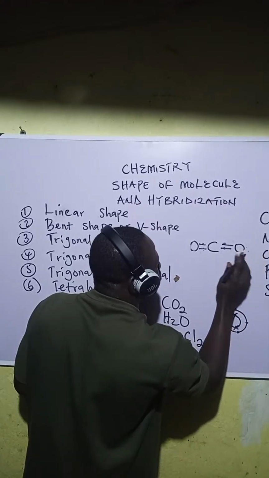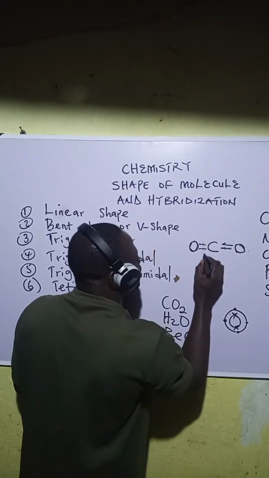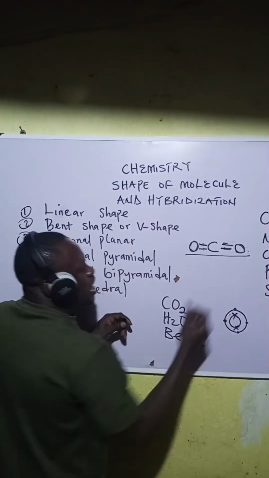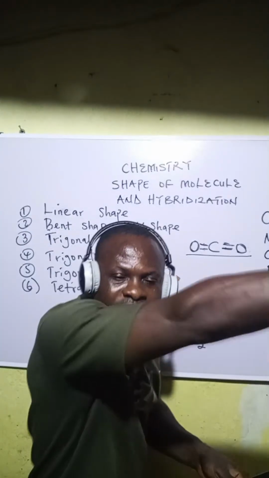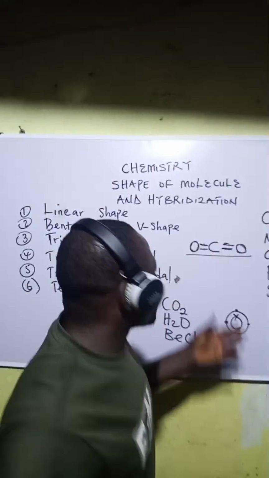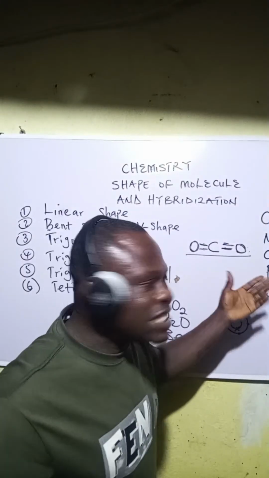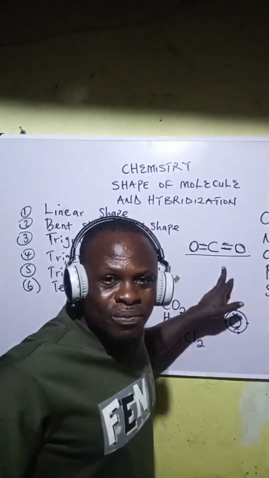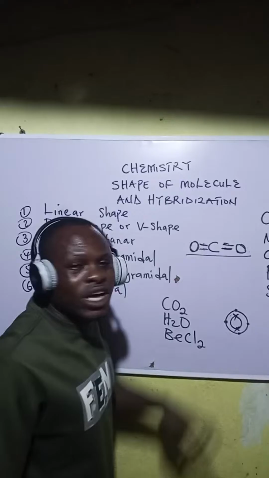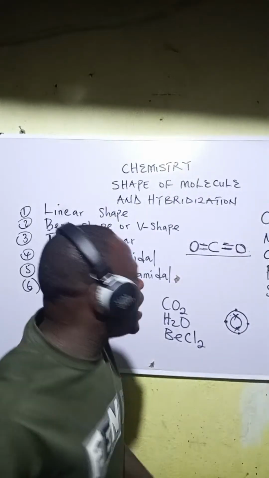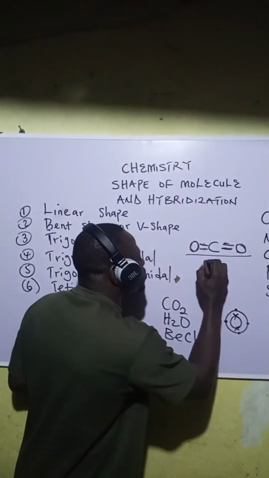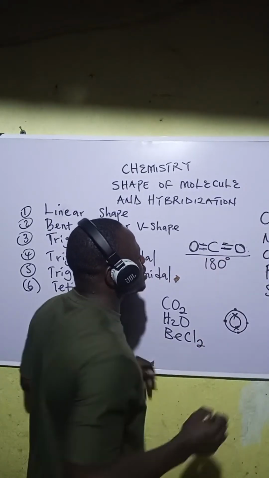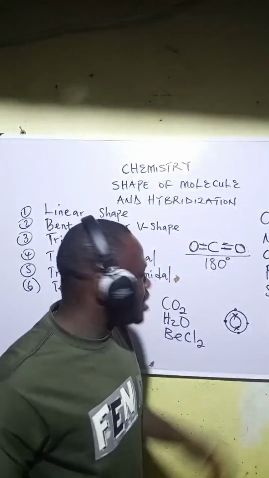This is how the shape of carbon dioxide is. This type of shape is called linear, because it is a straight line. The angle at a straight line is called what? Angle 180. A straight line angle, and that straight line is what we call linear shape. Do you get that? So the oxide is linear, and because it is linear, the bond angle will be 180 degrees. Are you following? This is the bond angle.